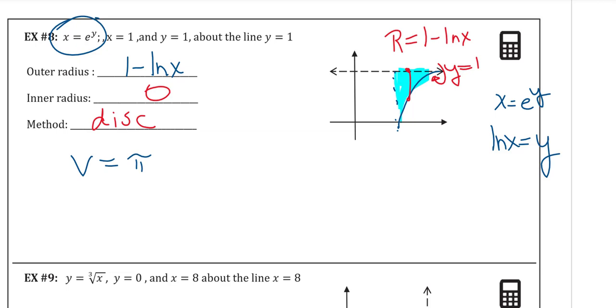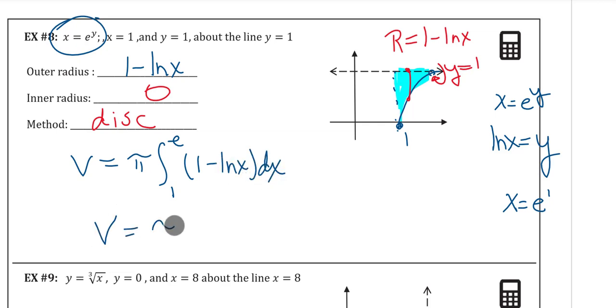Now the question is, though, what are the limits of integration? We're doing it from x equals 1 there. So what is going to be the upper value? We want to know when y equals 1, so that's just going to be e. So we're going to integrate from 1 to e of 1 minus ln of x dx. And when you put that in your calculator, you get that your volume is approximately equal to 1.372.